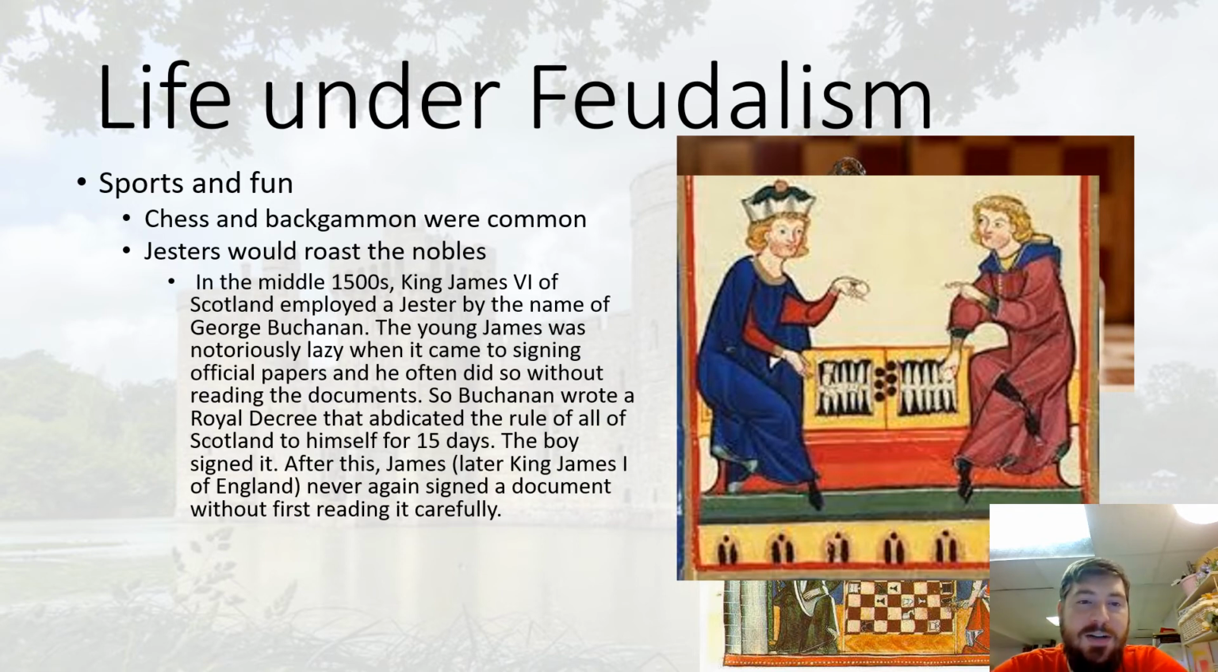In the middle 1500s, King James VI of Scotland employed a jester by the name of George Buchanan. The young James was notoriously lazy when it came to signing official papers, and he often did so without reading the documents. Never sign a contract without reading it first. So Buchanan wrote a royal decree that abdicated the rule of all of Scotland to himself. For 2 weeks, 15 days, the boy king signed it. After this, James, later King James I of England, never again signed a document without first reading it carefully.